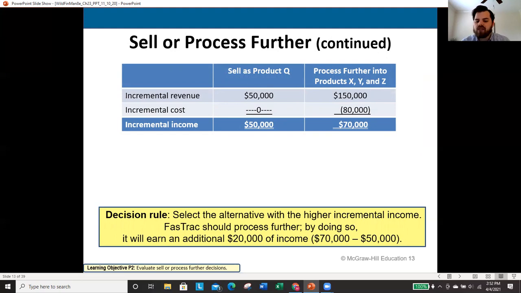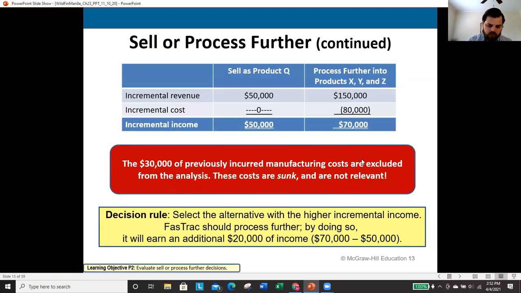At this point, all I have to do is ask one of the easiest questions all semester. Well, what's larger, $50,000 or $70,000? That's the alternative I want. So in this case, I will select the alternative with the higher income. And in this case, we should process further because doing so will generate an extra $20,000 in income. And once again, you'll notice that $30,000 was excluded because that was sunk. And as we said before, sunk costs are not relevant.